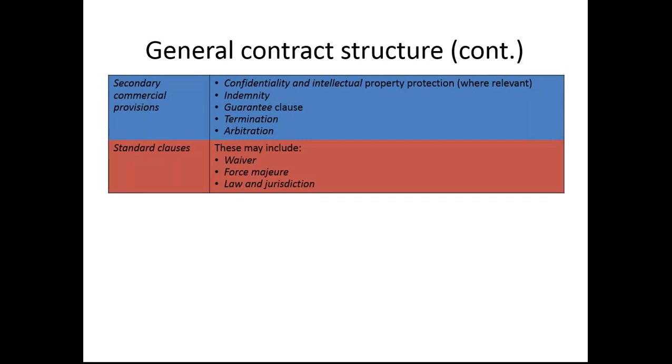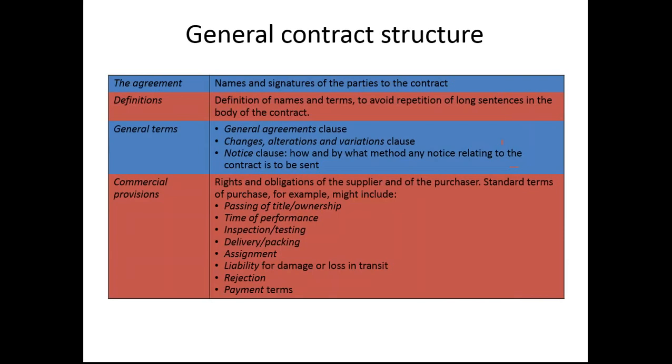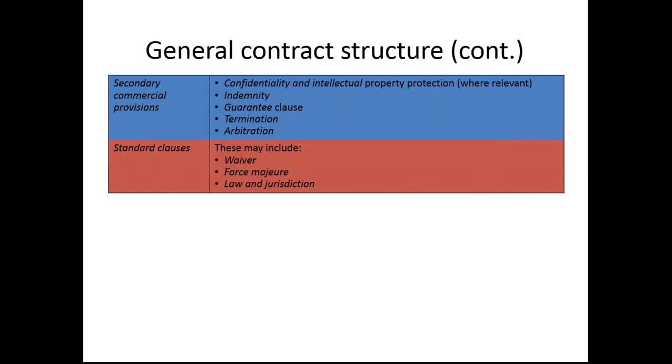Other general standard clauses that you might find in contracts. Waiver clauses, force majeure, we all understand that, and the law and of course the jurisdiction of that law will all have to be stated. So let's just go backwards for a moment. The agreement, definitions, general terms, commercial provisions, secondary commercial terms, standard clauses that appear in contracts. Remember, conditions, warranties, they need to be in there.